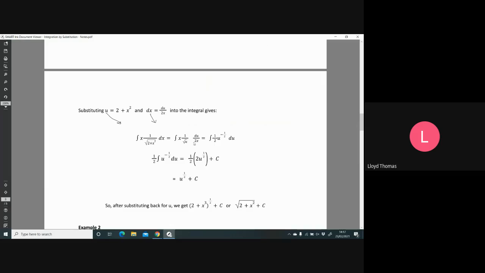Now, this still looks quite complicated. However, there's usually something that will cancel out. There's an x on the top, there's an x on the bottom.